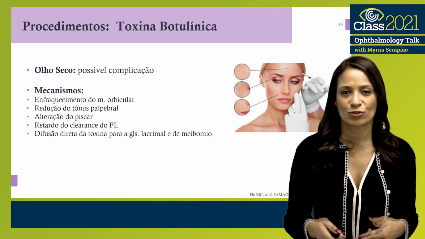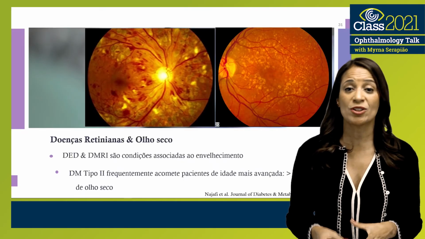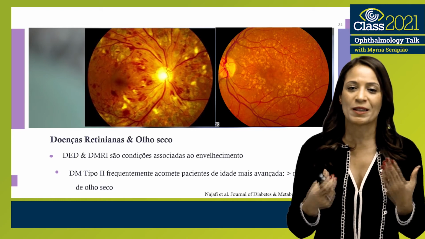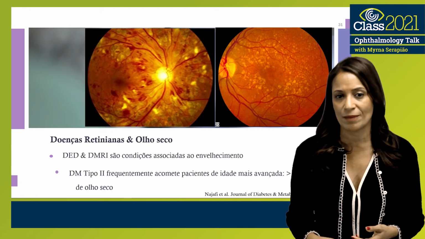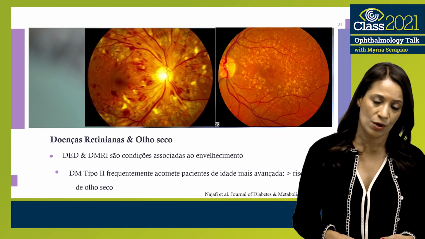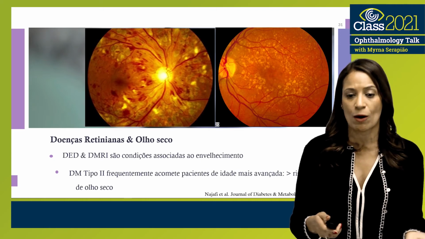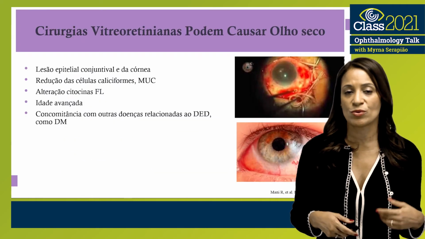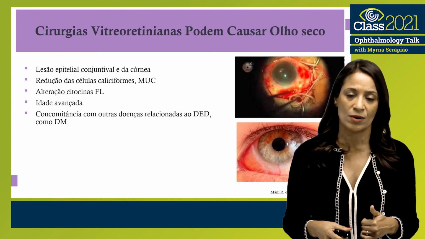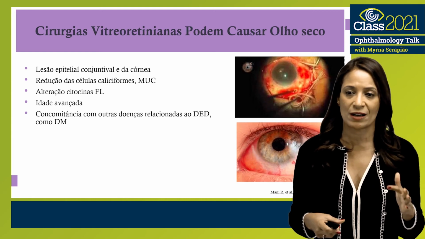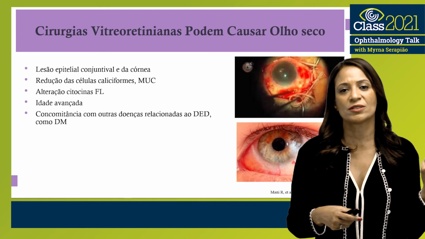Retinal diseases and dry eye occur in certain age groups, and also macular degeneration and diabetes, which are conditions associated with aging. Type 2 diabetes often affects older patients, which also increases the risk of triggering or development of dry eye. There are studies showing that vitreoretinal surgeries can cause dry eye, leading to epithelial damage of the conjunctiva and cornea by the disruption of the local anatomy, goblet cell reduction, reduction of mucin production, and alteration of tear film cytokines, inducing dry eye, and the patient may have significant symptoms post-operatively.